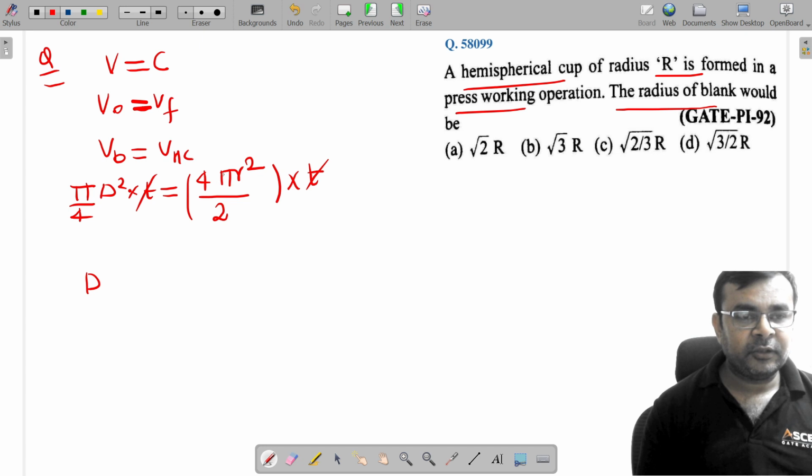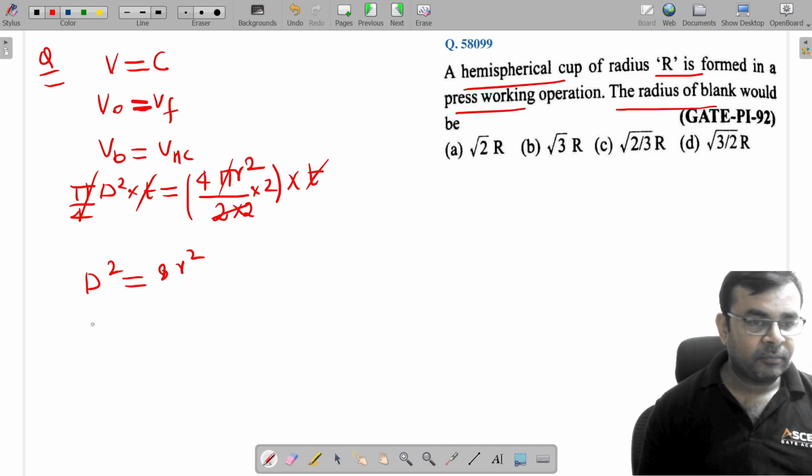So you can see here we have pi by 4 and here we have pi by 2 only. So can I multiply and divide with 2? So this pi by 4, this pi by 4 is cancelled out. So d square can be written as 8 times of r square. Yes or no? 8 times of r square.